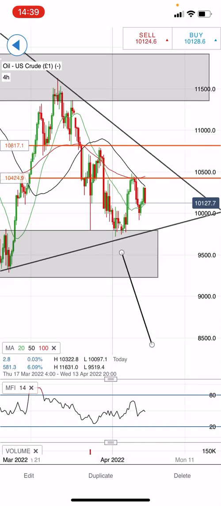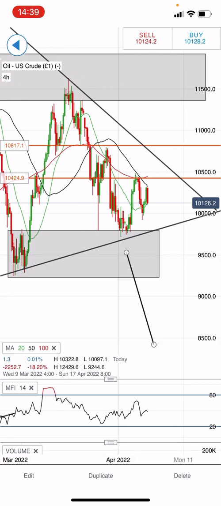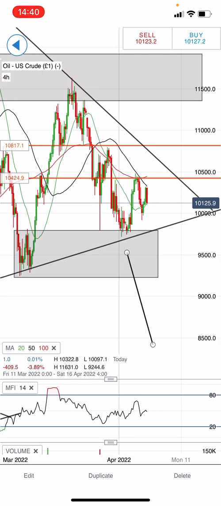Right now, I'm sitting out of this market, waiting for some more directional movement.